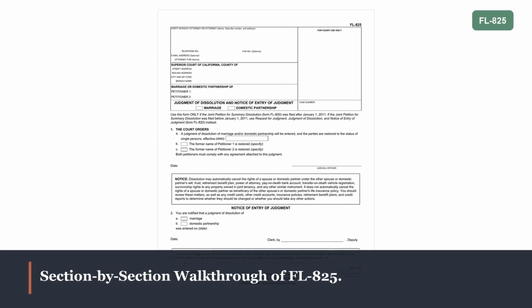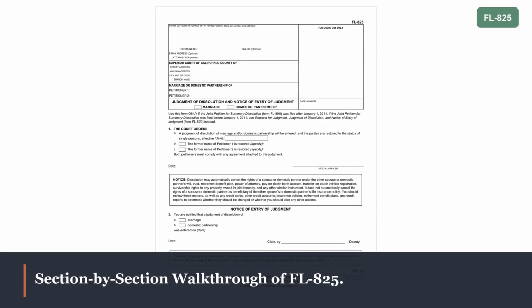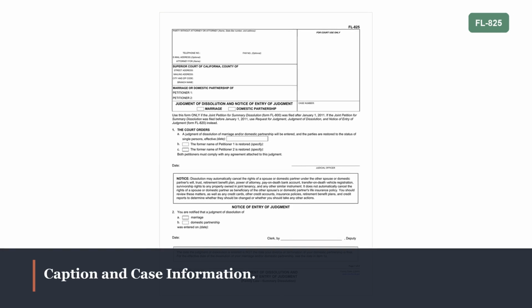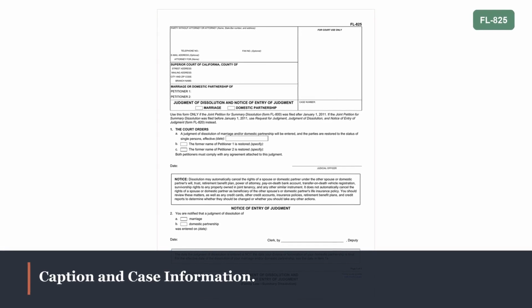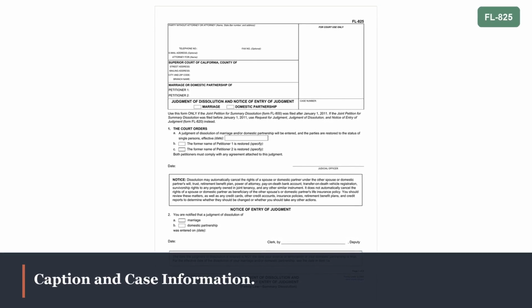Section-by-section walkthrough of FL-825. Here is what appears on the form itself. Caption and case information. At the top, you fill in the Superior Court and County, the case number if one has already been assigned, and the names of Petitioner 1 and Petitioner 2. Unlike the older FL-820, which used husband and wife, FL-825 uses Petitioner 1 and Petitioner 2, so it can apply equally to marriages and domestic partnerships.